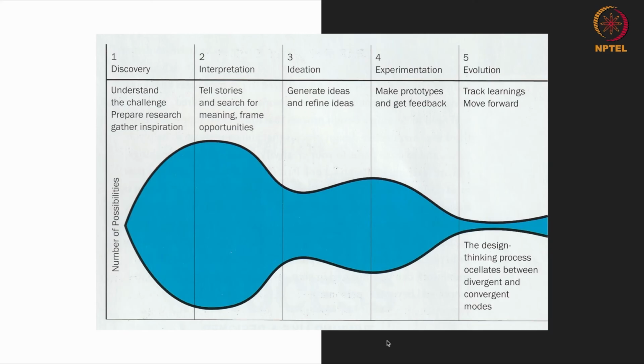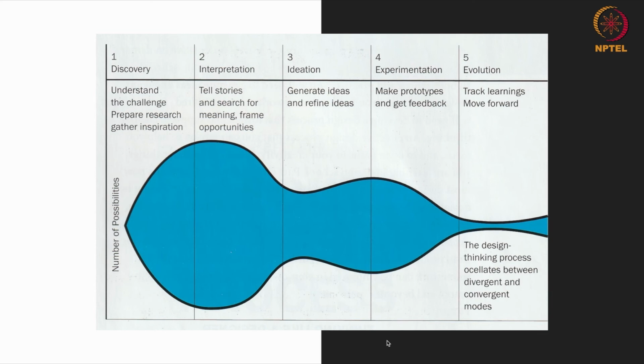So there are 5 phases, right? We just discussed 4 stages. Here there are 5 phases which also have an evolution in terms of tracking the learning and understanding. So if you look at the discovery phase, it is more about understanding the challenges and preparing research findings or gathering inspiration, which is very divergent. It is opening up. And then if you move to the interpretation part, it is more about telling the stories and searching for meanings, and then finding suitable opportunities to solve the problem.